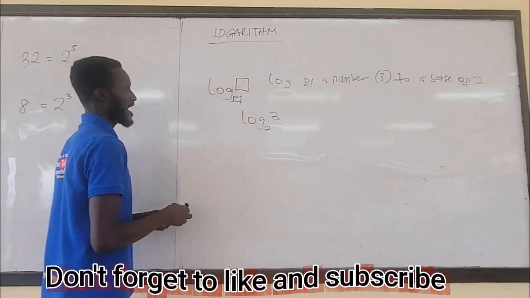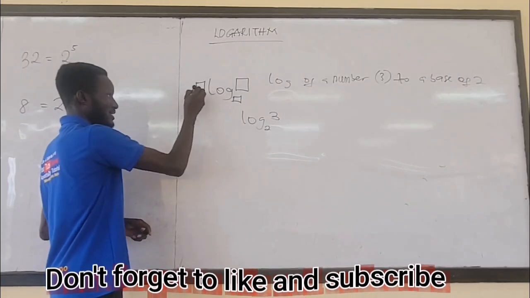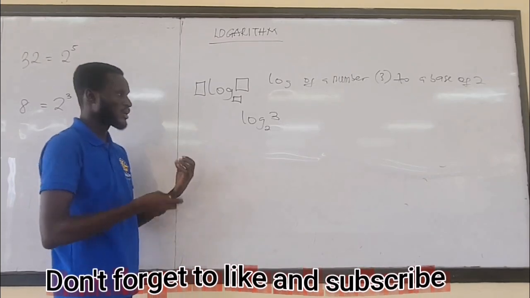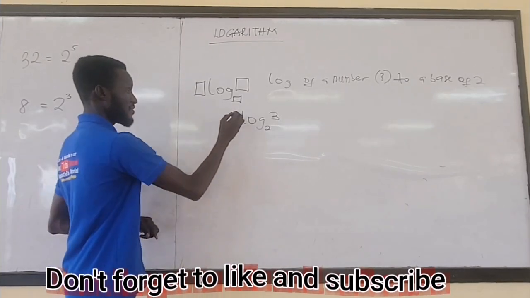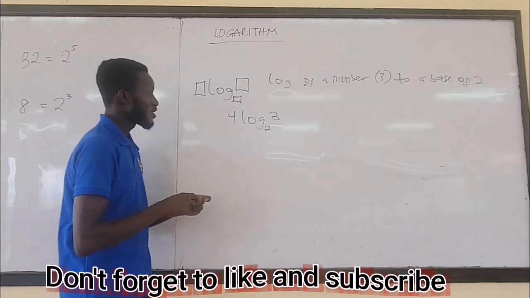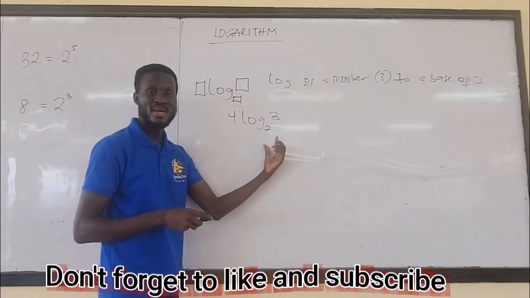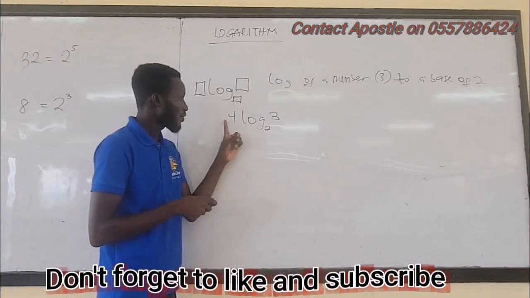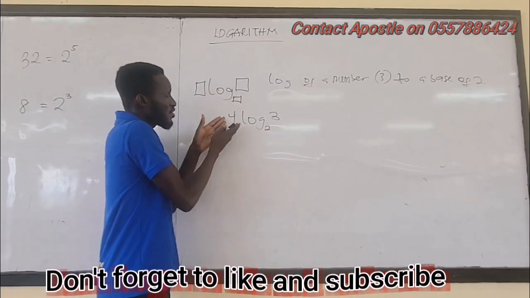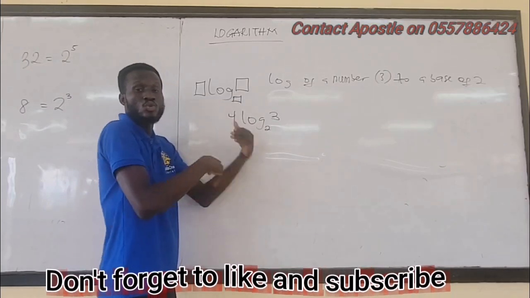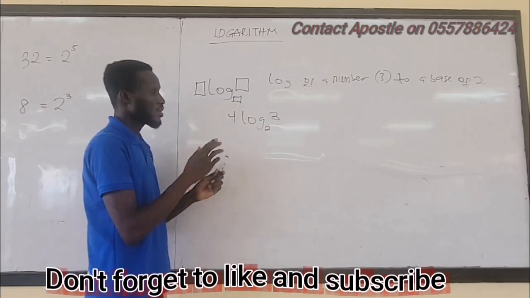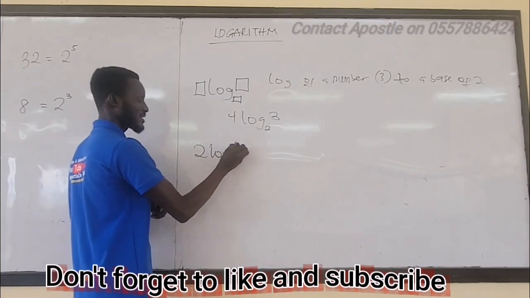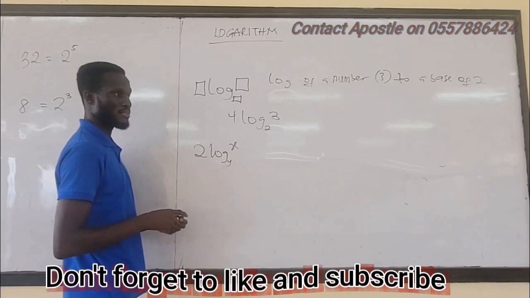2. Now sometimes we write a number here. This number is not really necessary, but I call it the coefficient of the log. So if here is 4, then it means that we have 4 log 3 base 2. 4 log 3 base what? Base 2. 4 log 3 base 2, don't forget. Now this 4 log 3 base 2 can be written in many ways. I can also write something like 2 log x base y.